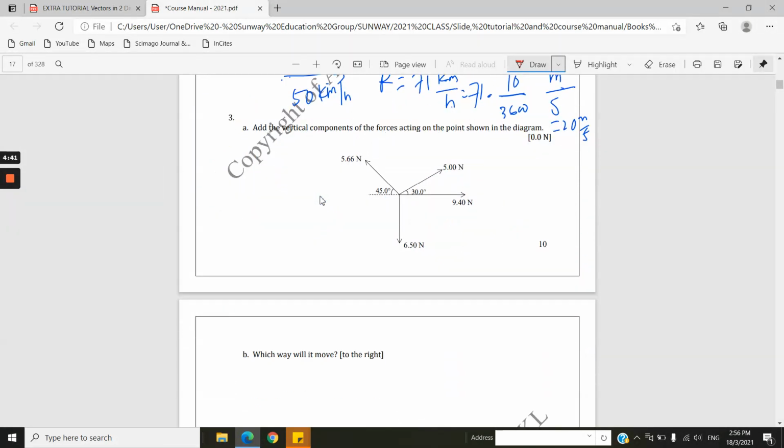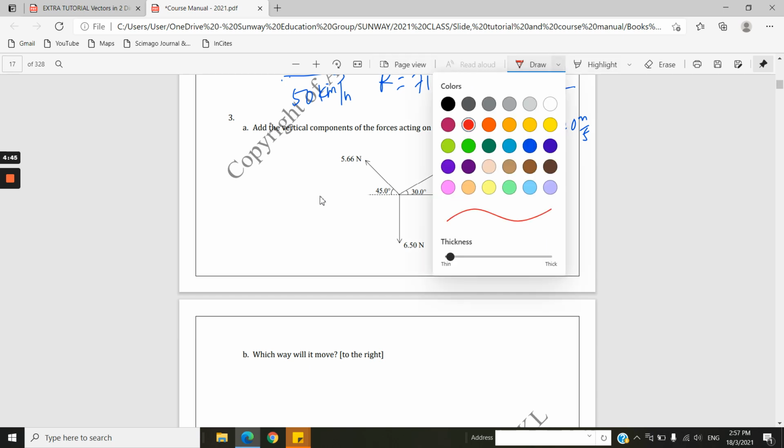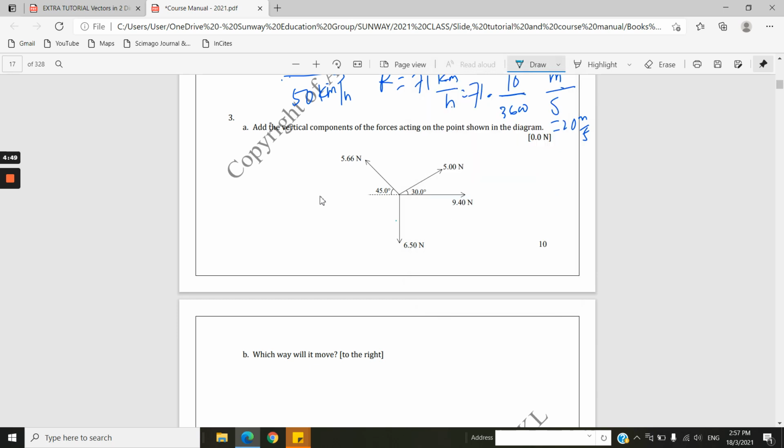Now number 3. Let's look at the questions. What do the questions want? If you look at these vectors, you have 1 vector, 2 vectors, 3 vectors, 4 vectors. Of course they will ask you to add the vectors together. Add the vertical component. What is this vertical component? It means y, so of all the resultant in the y-axis, how much is the total y.